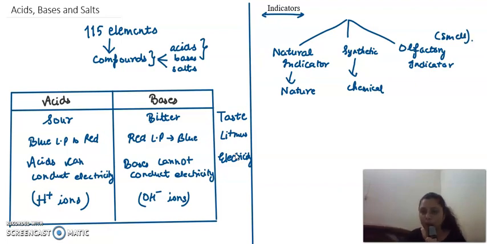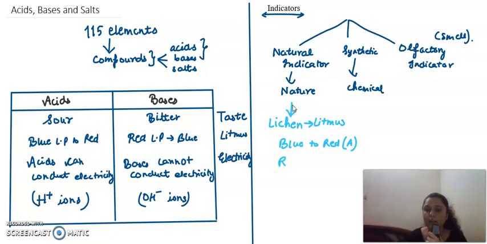Now we have natural indicators first. Under natural indicators we have lichen. This is one of the natural indicators. From lichen we can make litmus solution. So litmus solution is made up of lichen. When we take this litmus solution, we know that it changes from blue to red in case of acid, and in case of base, red to blue.